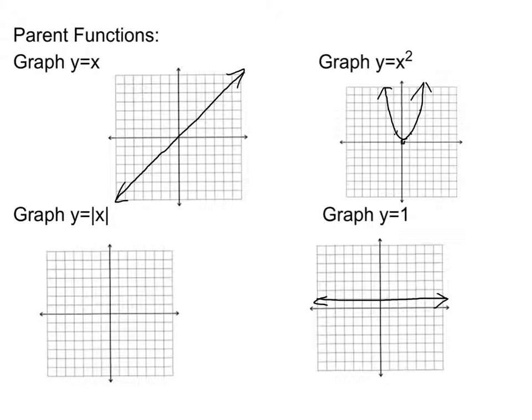Then the third graph, y equals absolute value of x. For all those negative values, they become positive, and then from 0 up to infinity, it's just like the y equals x line. So it crosses at 0, 0 and makes that nice V there. So those are the parent functions that hopefully you drew.